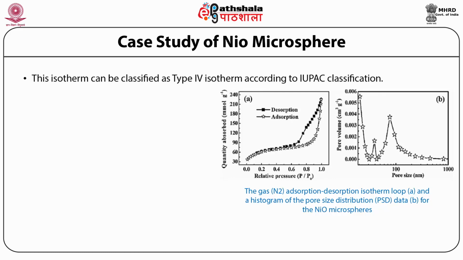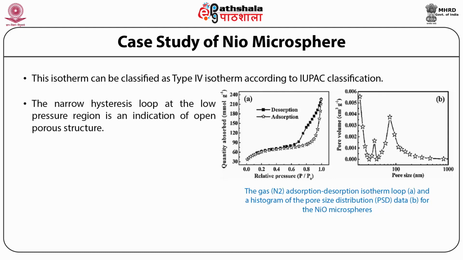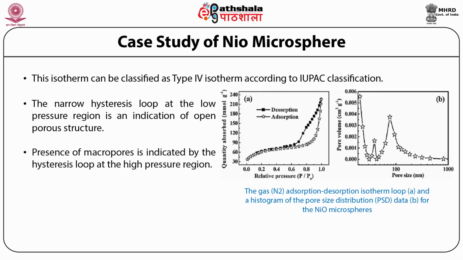This isotherm can be classified as type 4 isotherm according to IUPAC classification. This work was published recently in Journal of Materials Chemistry, year 2009. The narrow hysteresis loop at low pressure region is an indication of open porous structure. The presence of macropores is indicated by the hysteresis loop at high pressure region.